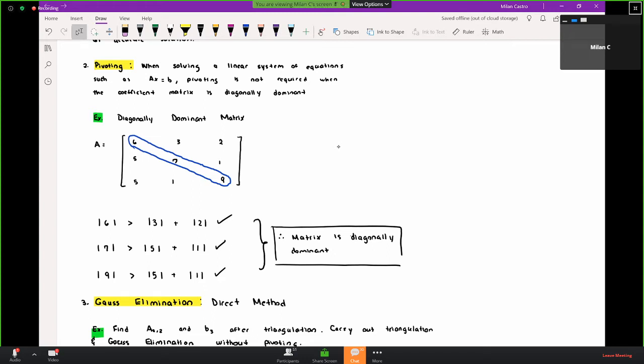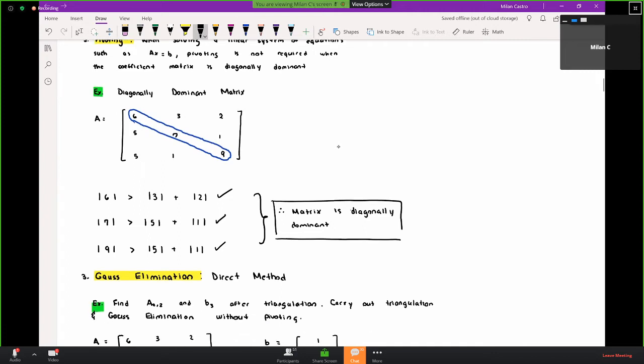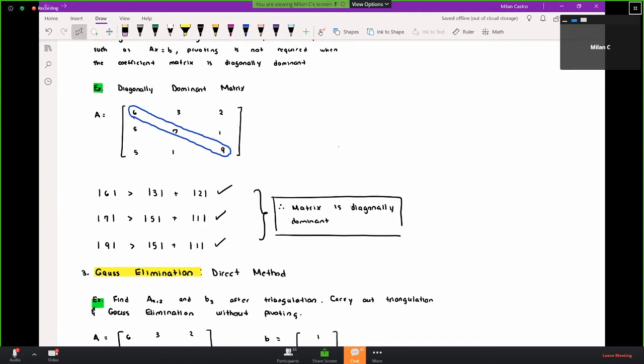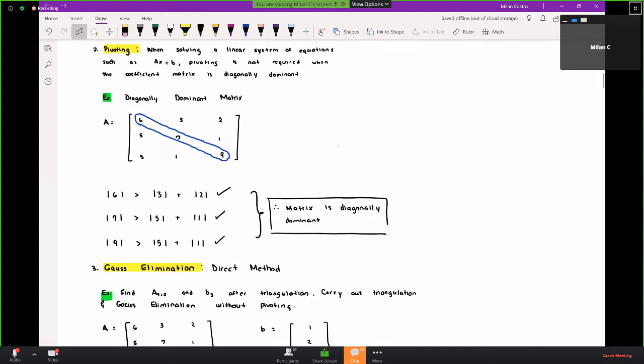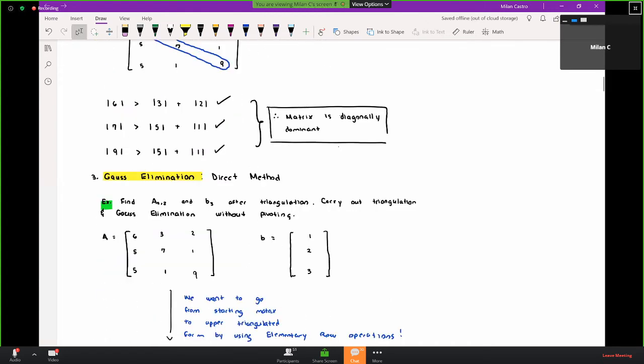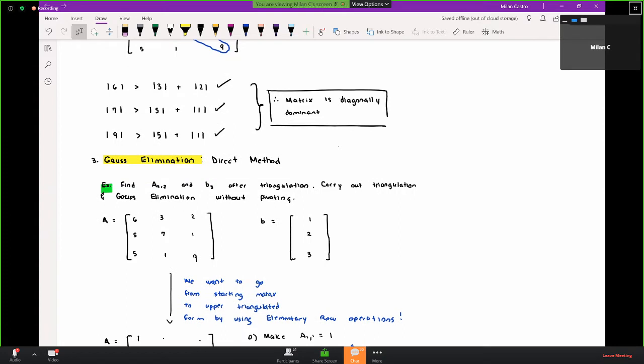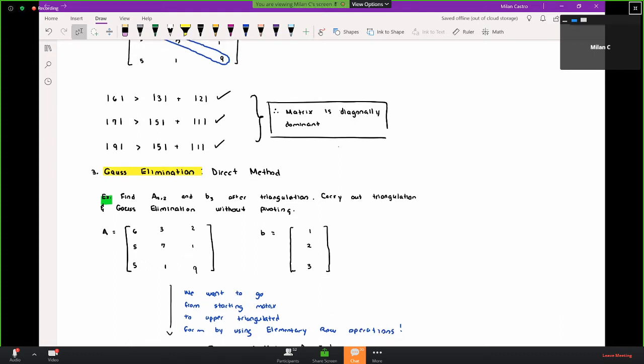So here I did an example. So 6 is greater than absolute value 3 plus absolute value 2. Same with 7 and 9. So this matrix is diagonally dominant, so pivoting is not required. But it's also good to at least include partial pivoting when you're doing your routines in Octave.